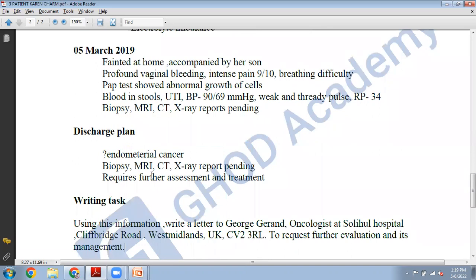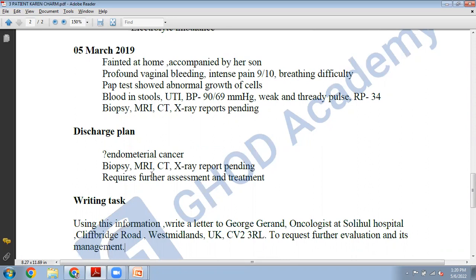Coming back to the discharge plan. Discharge plan: endometrial cancer, a question mark is there. So it's not at all sure because we didn't get the biopsy and CT report. So only after getting the reports can we confirm the diagnosis. We are suspecting endometrial cancer, not at all sure. And the last discharge plan item is: requires further assessment and treatment.